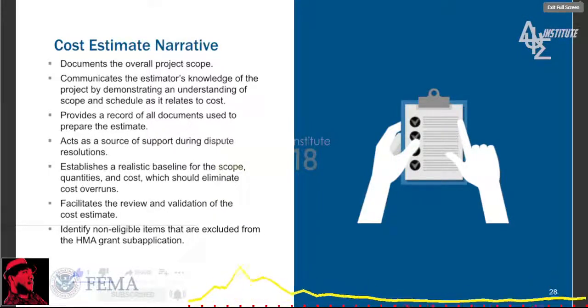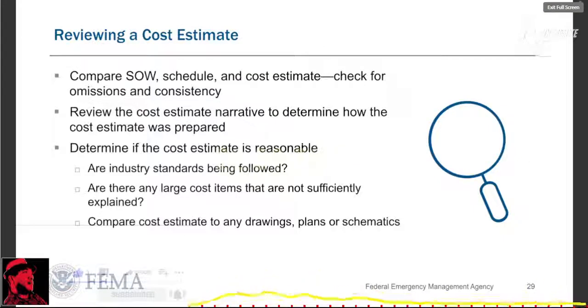Okay, slide 29, please. So, what are we talking about? The most important thing to keep in mind when you're reviewing a cost estimate is that you're trying to determine if the cost estimate is reasonable according to the regulation. To do this, it is recommended that you compare the scope of work, schedule, and cost estimate to ensure consistency and verify that nothing is missing.